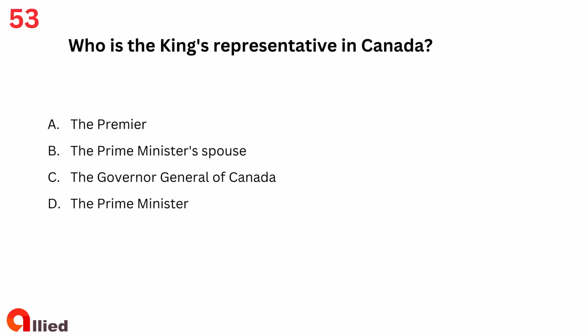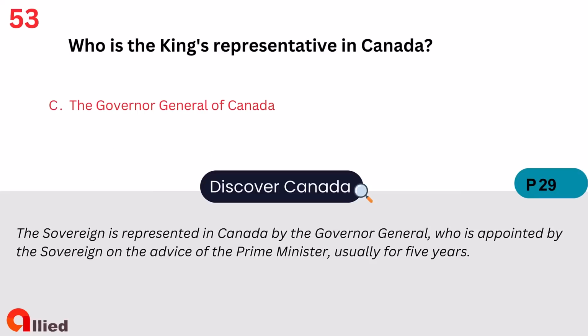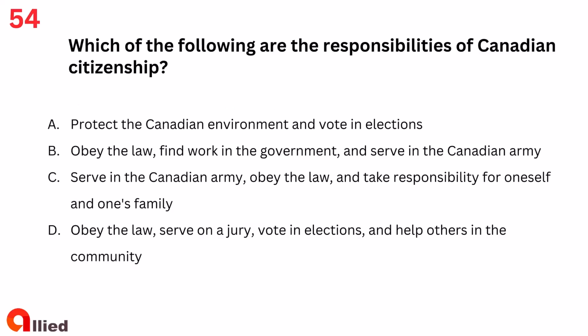Question 53. Who is the King's representative in Canada? A. The Premier. B. The Prime Minister's spouse. C. The Governor-General of Canada. D. The Prime Minister. The answer is C. The Governor-General of Canada.